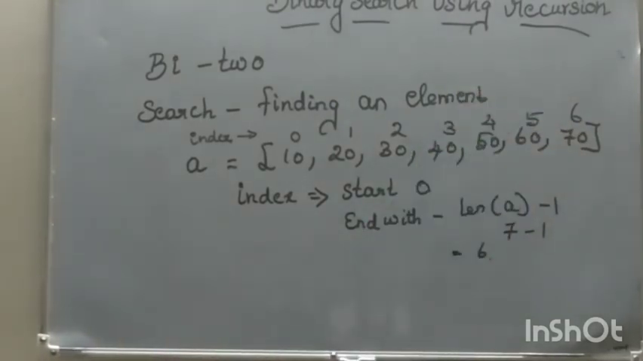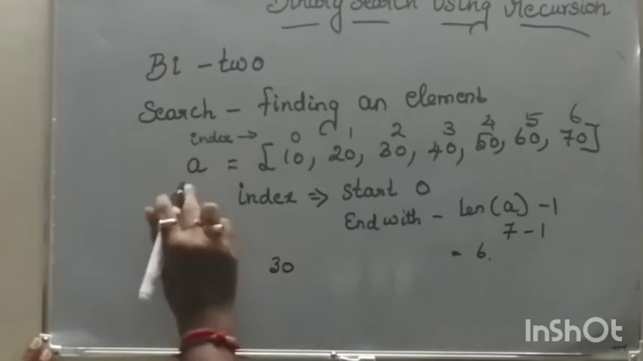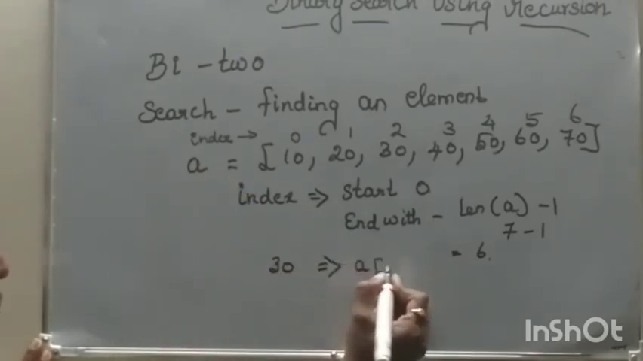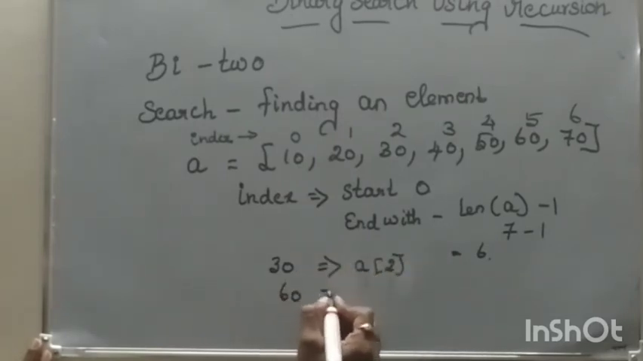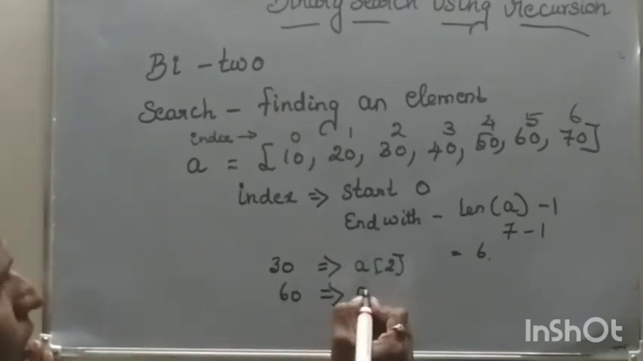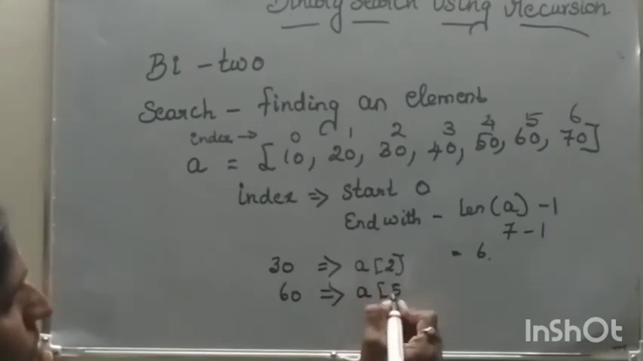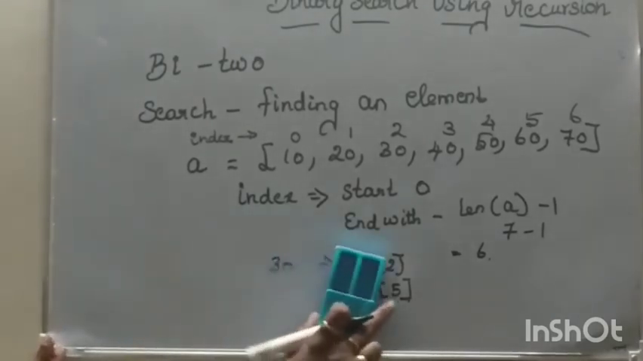To access a particular element in an array, use the index number. To access 30 from this array, what you have to write is A of 2. Then for 60, what is the index number for 60? A of 5. This is the way to access the element in an array.